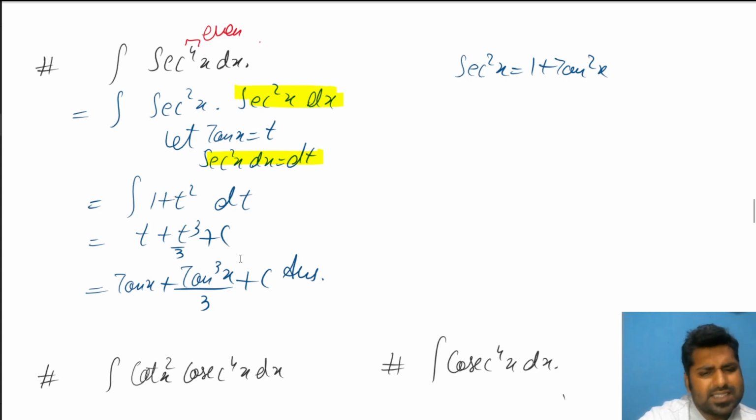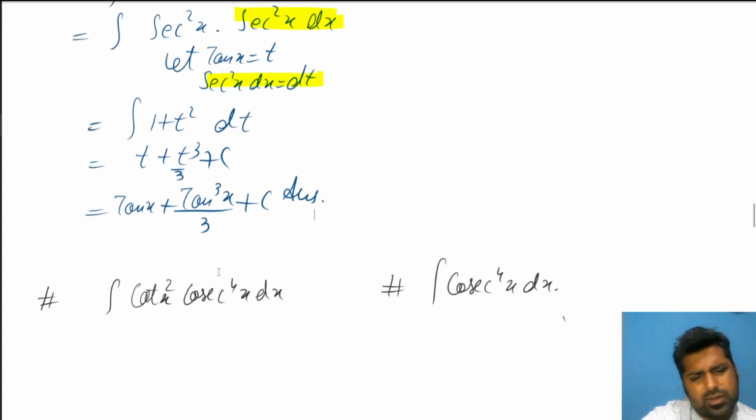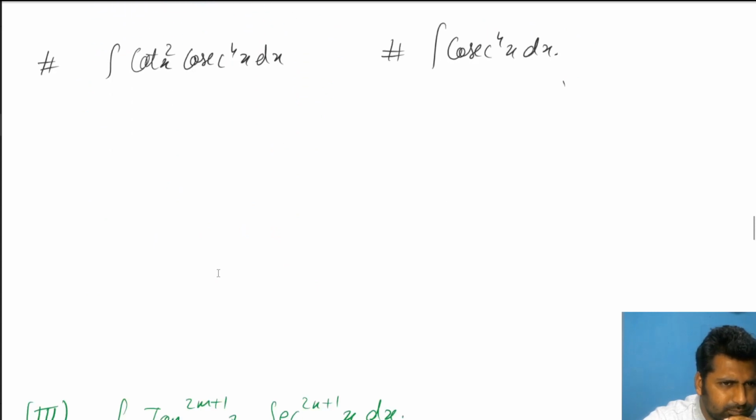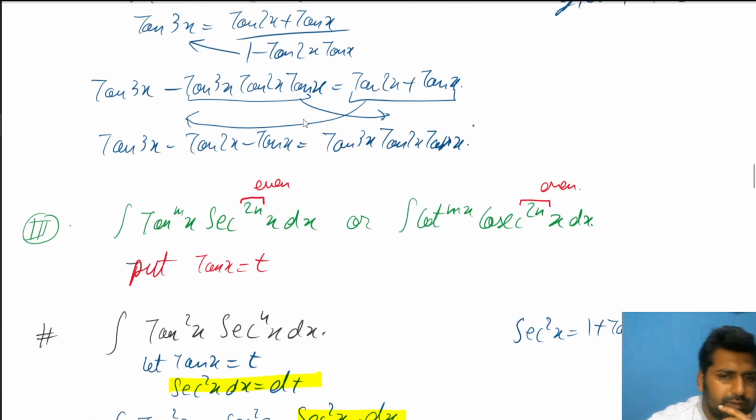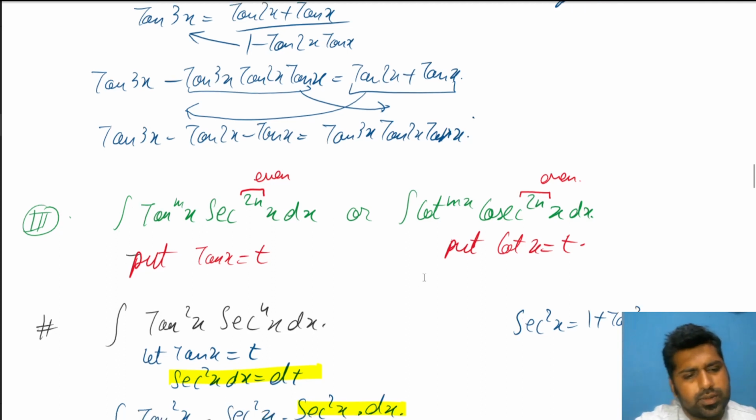All right. Same thing can be done regarding cot and cosec also. Let's solve. Pretty much the same. Cot, so this time for this, what do you have to take as t? For this you have to put tan x as t. For this put cot x as t. Rest you can do accordingly.